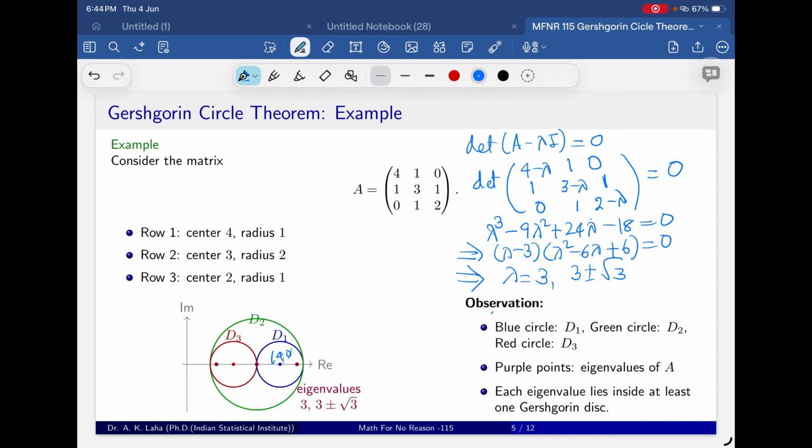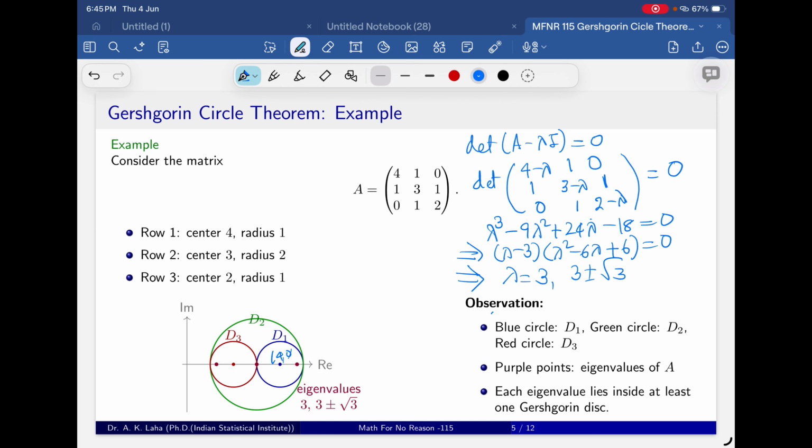So you see here the center is at 3. And for the third Gershgorin disk, the center is at 2, that means 2 comma 0, and the radius is 1. Let us now try to verify the Gershgorin Circle Theorem by direct computation.